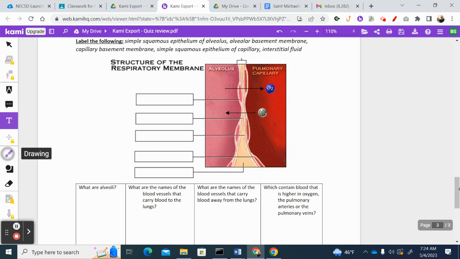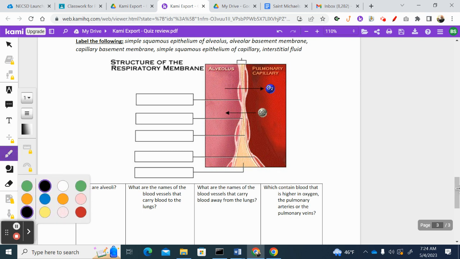So over here we have blood in the capillary, and in here we have air in the alveolar sac. Oxygen has to go from the alveolar sac across this wall, get into the blood. At the same time, carbon dioxide is going the other way. Well, that's a pretty thin wall. It's only two cells.